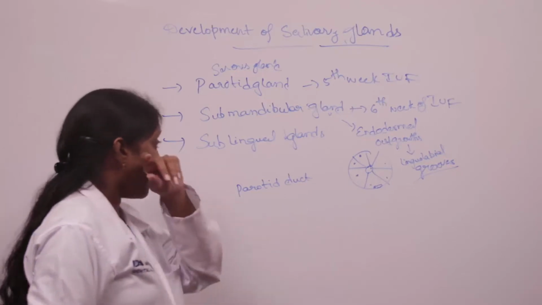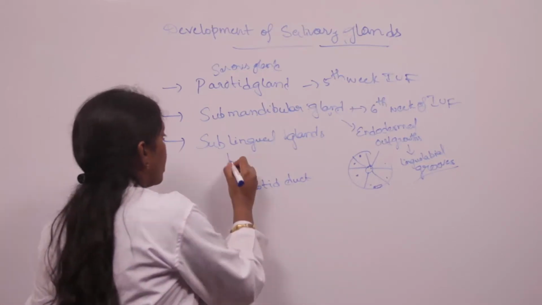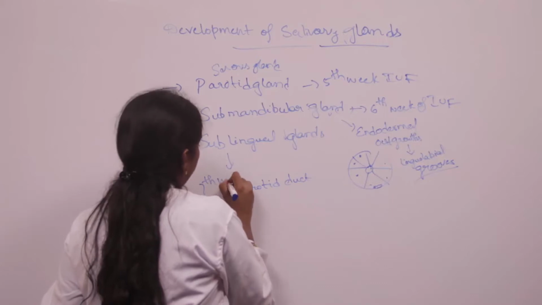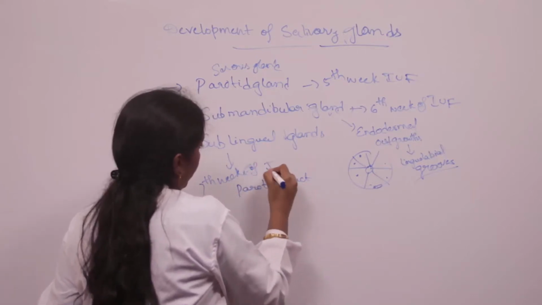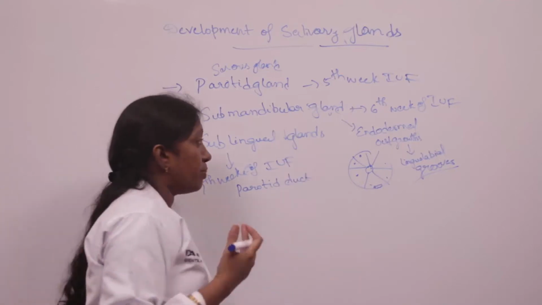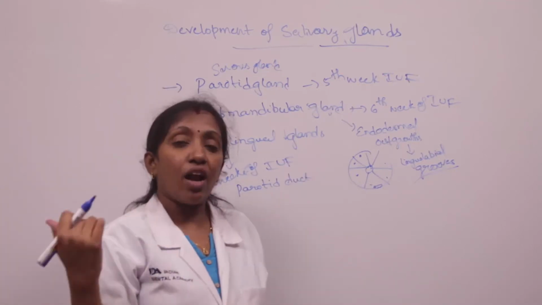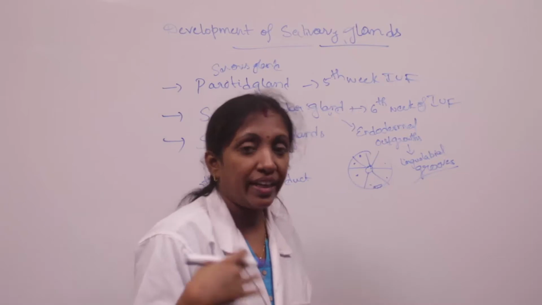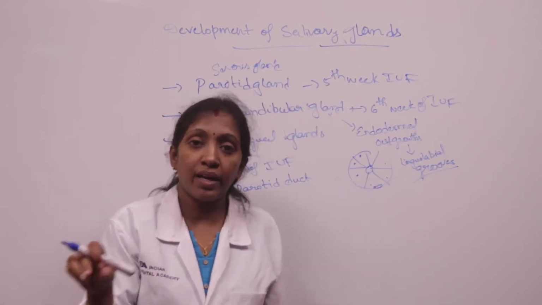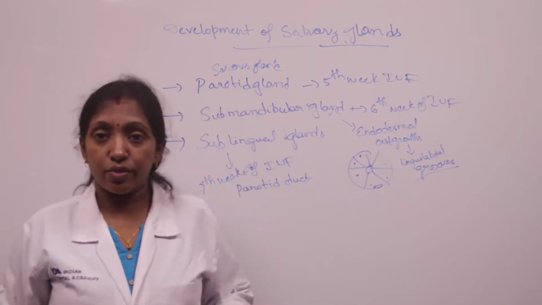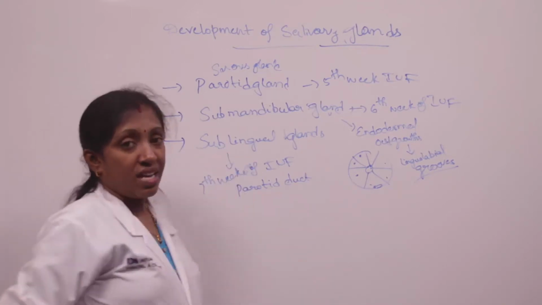And coming to the sublingual gland, it develops during the 7th week of intrauterine life. They are nothing but lateral endodermal outgrowths from the submandibular gland. So from the submandibular duct, the sublingual glands arise. So that's about the sublingual glands.